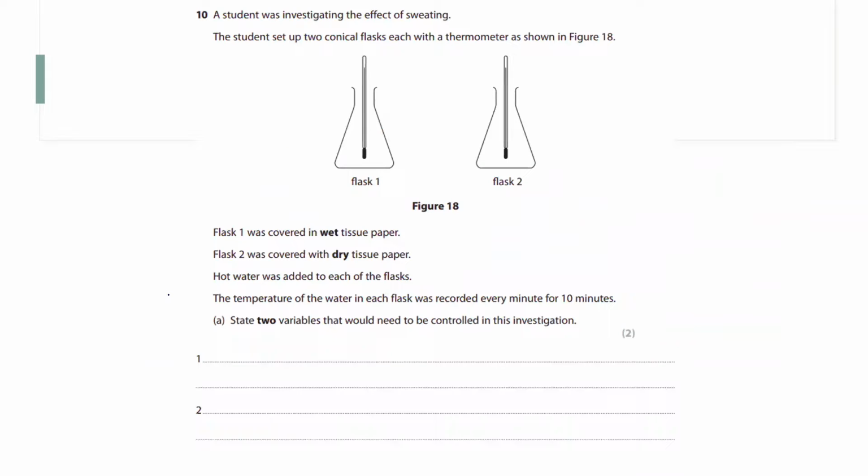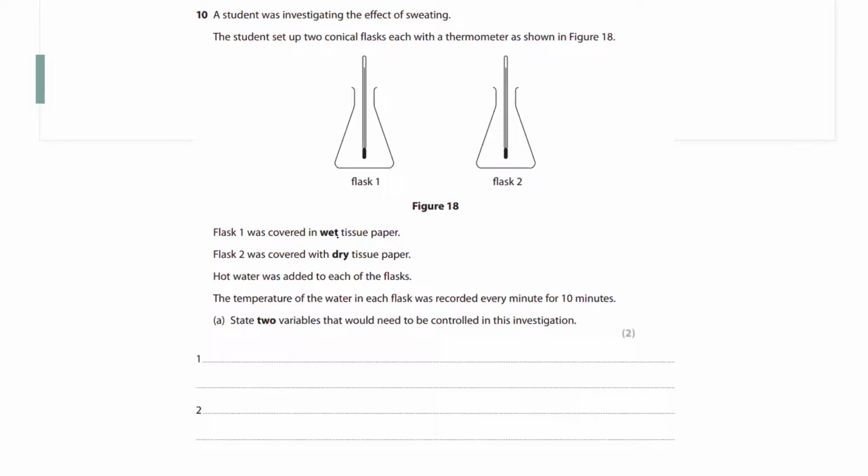Question 10. A student was investigating. Another thing about homeostasis is sweating and temperature. A student was investigating the effects of sweating. The student set up 2 conical flasks, each with a thermometer, as shown in figure 18: flask 1 and flask 2.